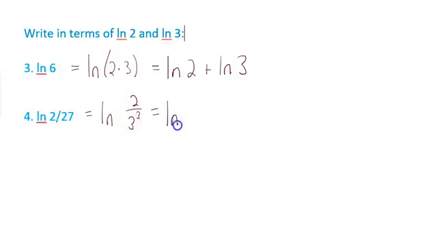It only applies to the 3, so I'll only move it in front of the 3. So I'm going to start with the 2 since it's on top and do the natural log of 2. Then I'm going to minus what I'm doing on the bottom, and I'm going to move that power to the front and do the natural log of 3 there.